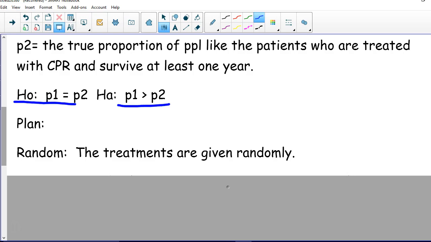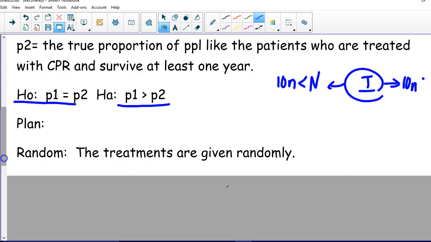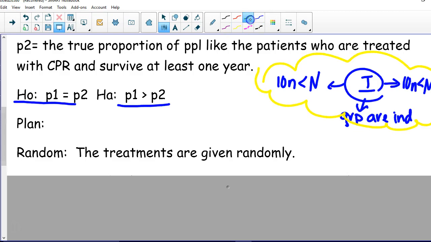Okay, next, independence. Now, with the I, if it's not an experiment, you do your 10n is less than capital N, 10n is less than capital N, and then that the groups are independent of each other. This you only do when you have random samples. We don't have a random sample because we have an experiment. That's what we talked about on Friday.